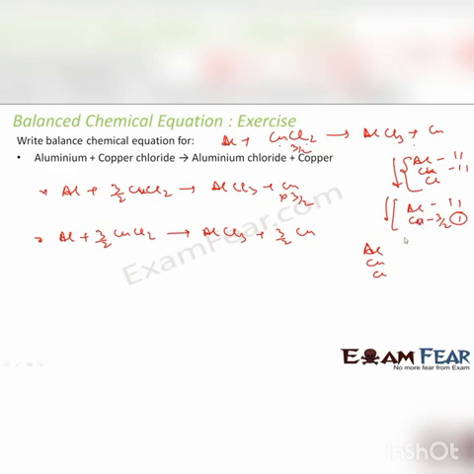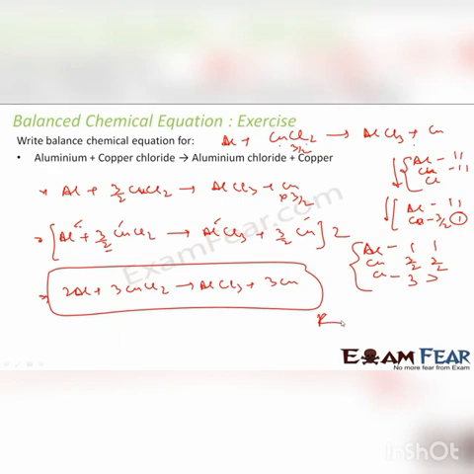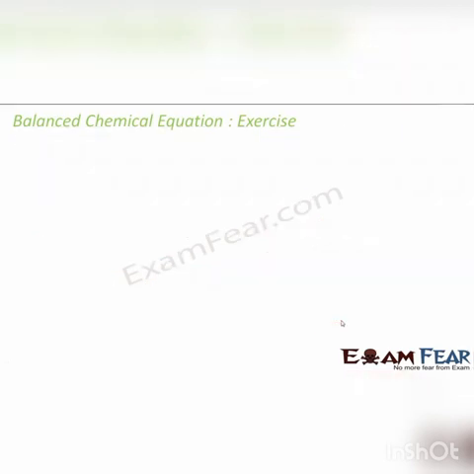Aluminium, copper and chloride. So aluminium here is 1, here is 1, balanced. Copper is 3 by 2, 3 by 2, balanced. Chlorine here is 3 by 2 into 2, 3. Here we have 3. It's all balanced. Balanced, but in fraction, so the denominator is 2 here, so we'll multiply with 2. What you get is 2 aluminium plus 3 copper chloride gives 2 aluminium chloride plus 3 copper. And that is my answer. Easy only.